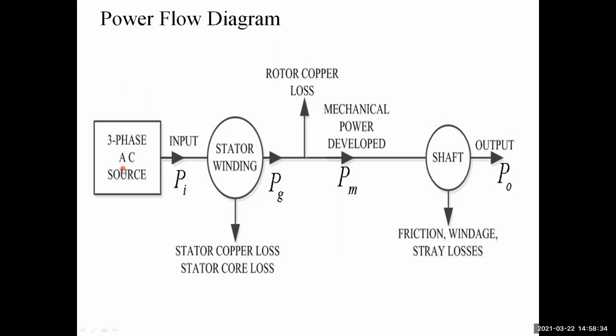Input AC supply is given to the stator of the three phase induction motor. That is called input power PI. So the stator has some losses now: stator copper loss and stator core loss. After that, the remaining power is nothing but air gap power. That is called PG. This power is also called stator output or rotor input. This power is also called stator output and air gap power.